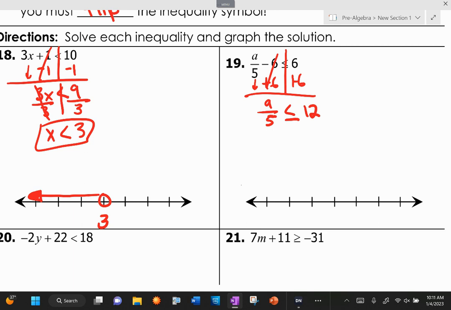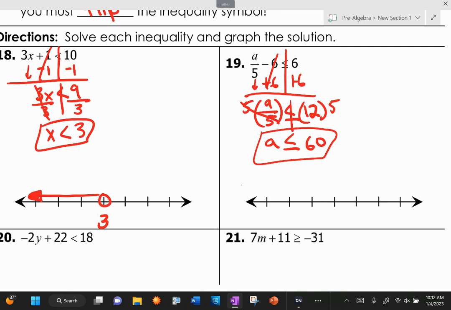Okay, now go through the same steps. Locate the variable. What's being done to A? So what do we need to do? Multiply both sides by 5. 5s will cancel out. Give us A. A is less than or equal to 12 times 5. Then I'll take this solution down to the number line, mark 60, closed point because it's or equal to, and A is less than, so I'll go back to the left.